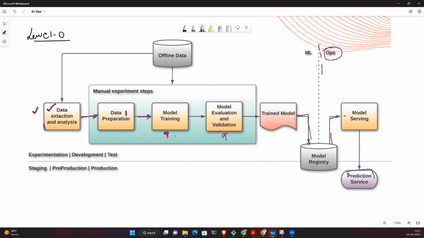Can you see this? Ops. So these things are getting done by the operational team. But again, only for performing these two things, we cannot hire a dedicated team called DevOps. ML engineers can also learn this part, these two things, serving the model and production service, right?